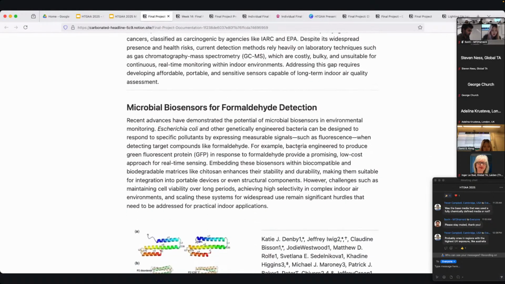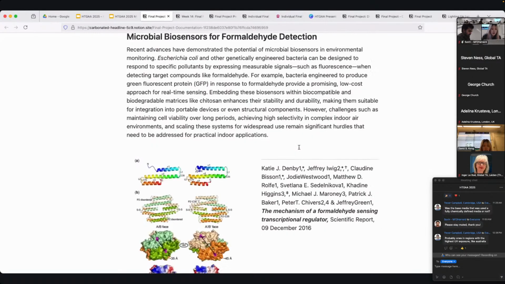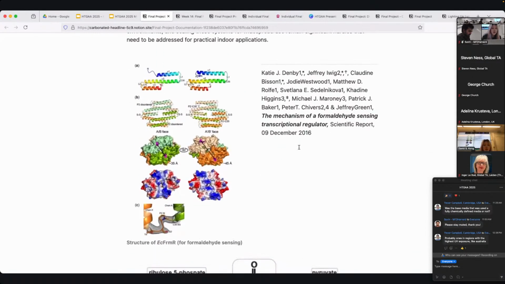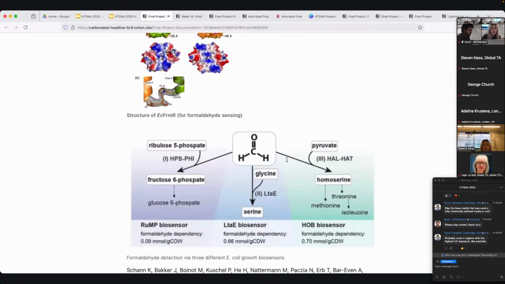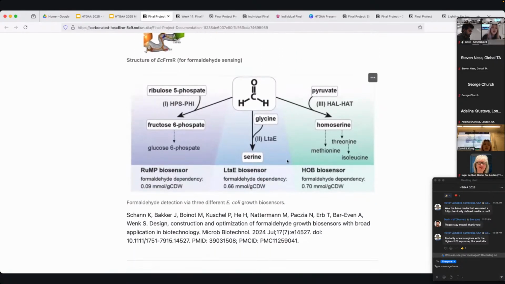E. coli and other genetically engineered bacteria can be designed to respond to specific pollutants by expressing measurable signals, for example, fluorescence, when detecting target compounds like formaldehyde. And this is the structure of EcFrmR, which is a formaldehyde repressor protein that can respond to formaldehyde, which can be used in the biosensor. And this is another example of formaldehyde detection via 3 different types of E.